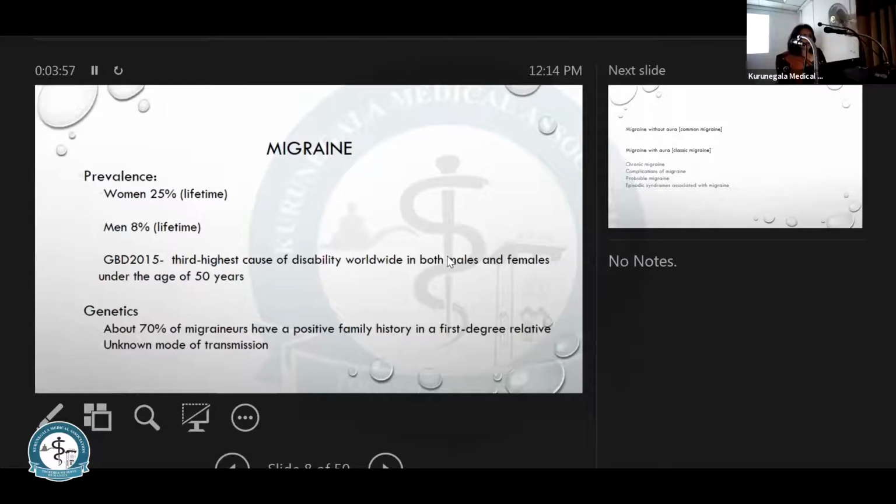When we consider migraine, women are more prone to get migraine, with about 25% lifetime prevalence in women, and in men it's around 8%. According to 2015 global burden data, it is the 3rd highest cause of disability in young females and males both. And about 70% of migraineurs have a positive family history, though the mode of transmission is unknown.